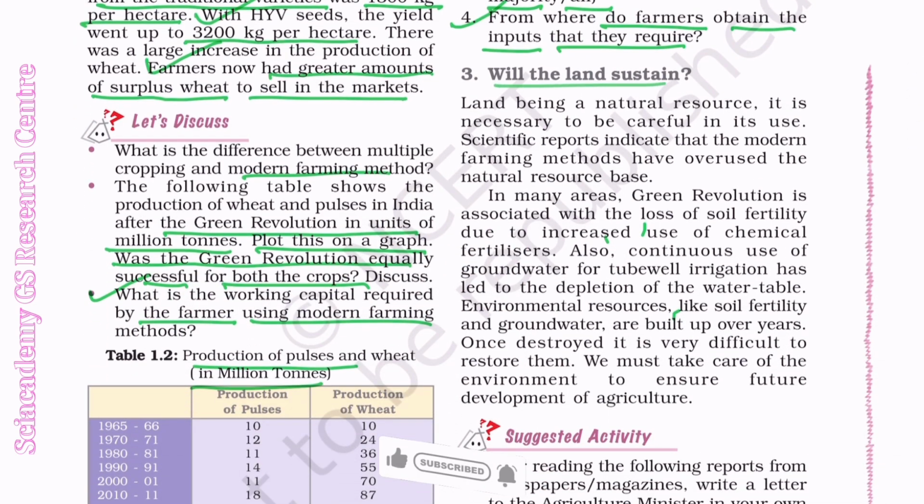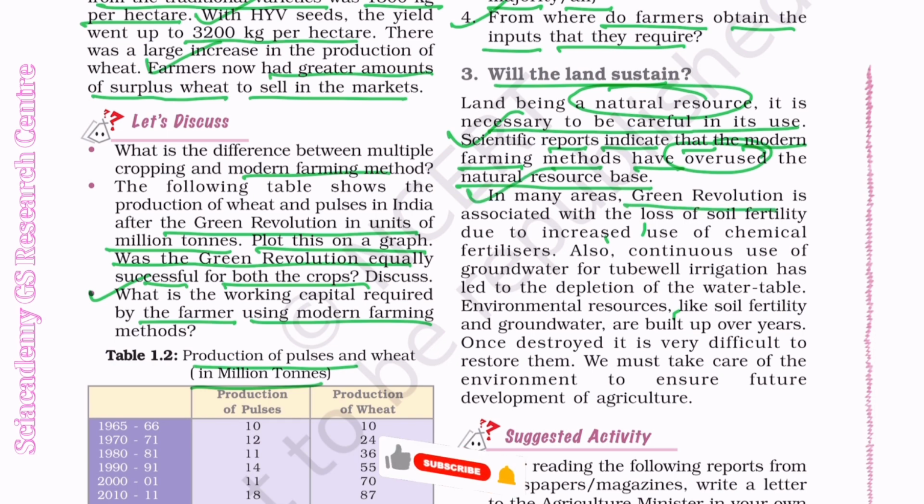3. Will the land sustain? Land being a natural resource, it is necessary to be careful in its use. Scientific reports indicate that the modern farming methods have overused the natural resource base. In many areas, the green revolution is associated with the loss of soil fertility due to increased use of chemical fertilizers. Also, continuous use of groundwater for tubewell irrigation has led to the depletion of the water table.